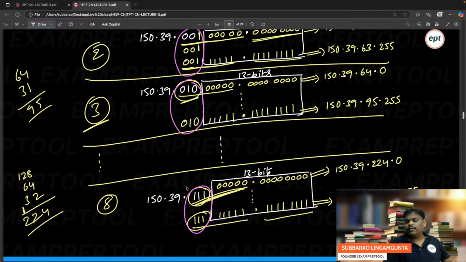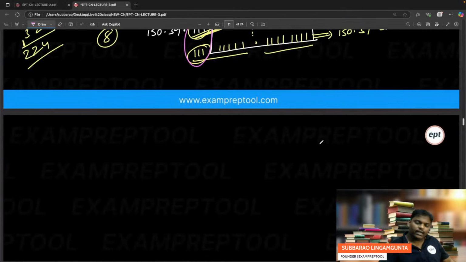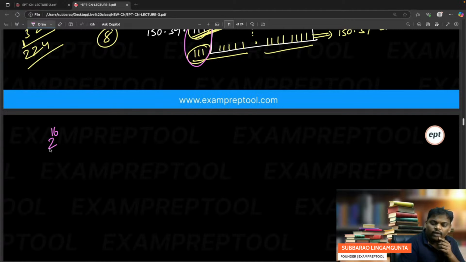Everyone, some people are asking, sir, how much size? I will tell you. Can you help me? Previously it was 2 power 16. Now you divide it into 2 cube.